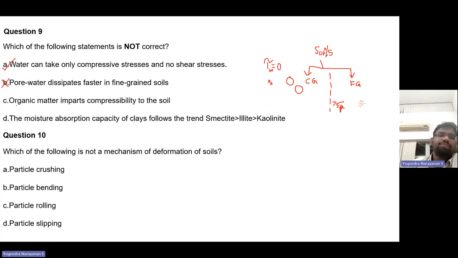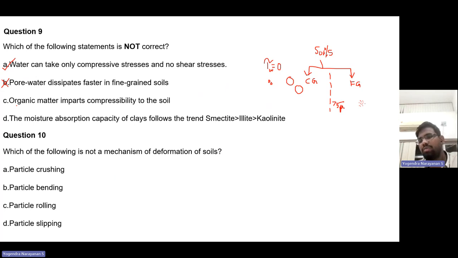And coming to the third option, organic matter imparts compressibility to the soil. The presence of organic matter results in two conditions. One is enhanced water retention capacity of the soil, which might lead to swelling, or volumetric expansion, and decomposition of the organic matter will contribute to an increase in pores and volumetric compression. So, as this statement suggests, organic matter imparts compressibility to the soil.